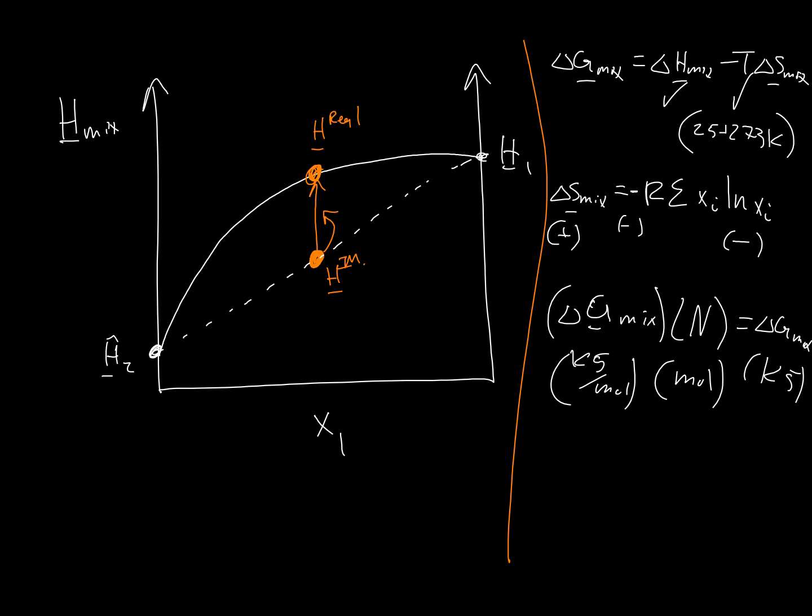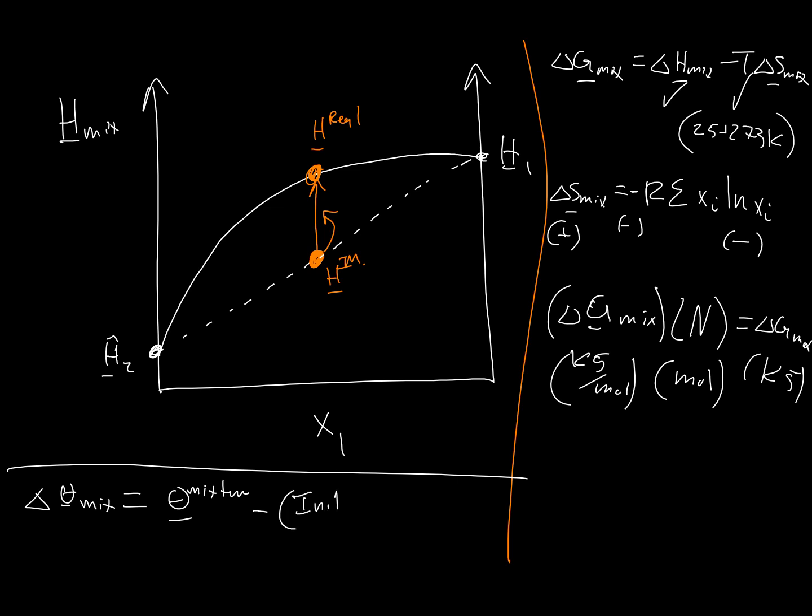So this one here, right? In the statement it says that S excess is 0. Oh, S excess? Yeah. That means the same thing as saying that the entropy of mixing is ideal. So we didn't have a chance to talk about excess properties this time. So the delta theta of mixing is equal to the difference between the theta of the mixture minus the initial unmixed.